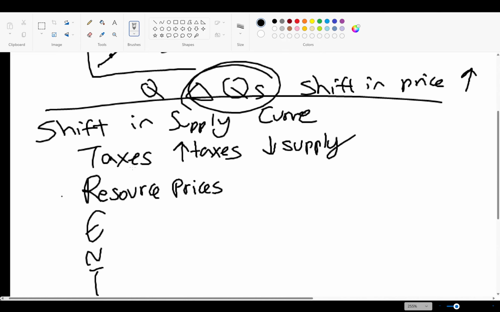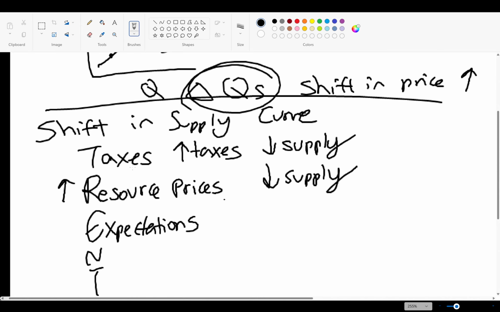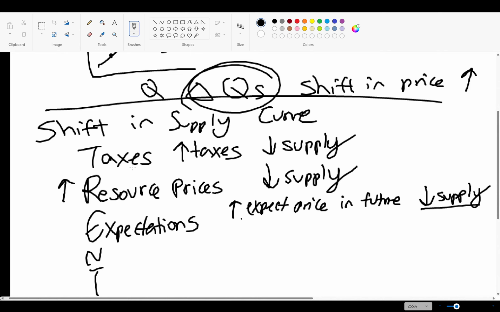So if resource prices increase, then the supply will decrease because it costs more to produce. The next is expectations. So if they expect prices to rise in the future, then they're going to withhold supply so they can sell it at a higher cost later. So supply will go down now. If they expect prices to lower in the future, then they're going to increase supply now and try to sell all the stuff that they have in inventory.